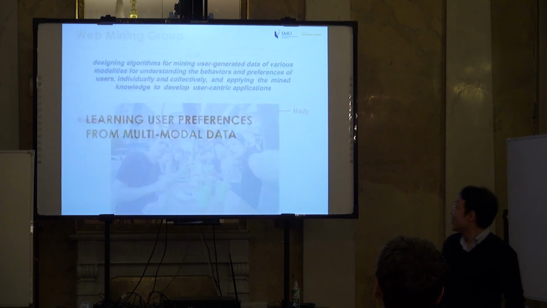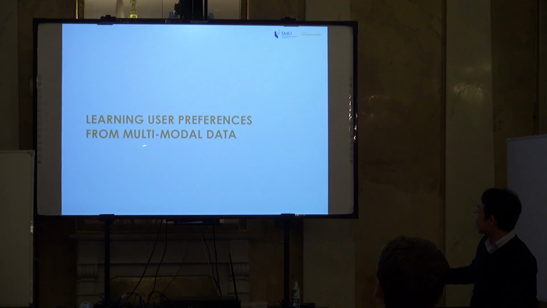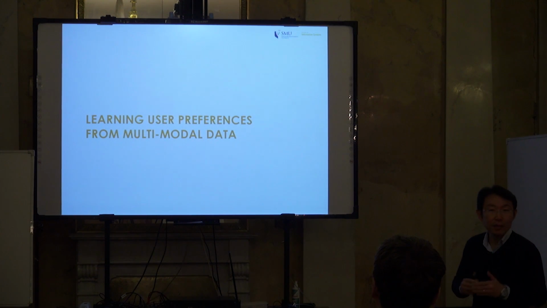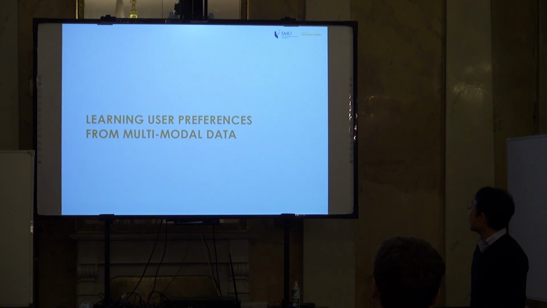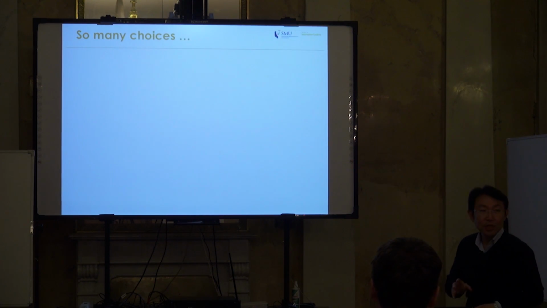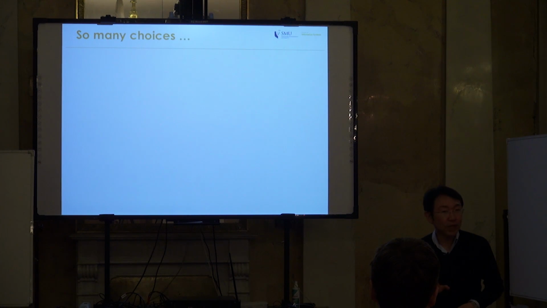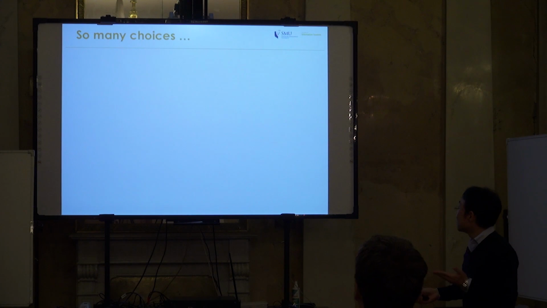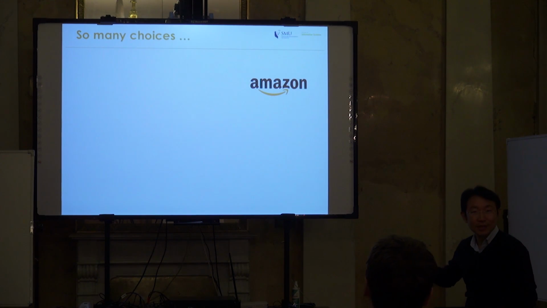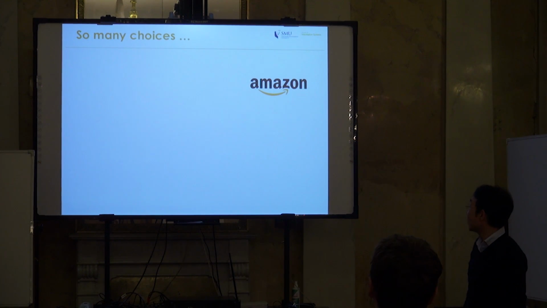Today we are going to talk about user preferences for multimodal data. We're going to come to the multimodal part later, but we're just going to motivate a little bit. Why is it that we focus on user preferences? One of the key motivations is the fact that now, whatever we do, we have a lot of options. We have a lot of choices. This is an example. I'm going to use examples from Amazon because that's what we are familiar with in Singapore.